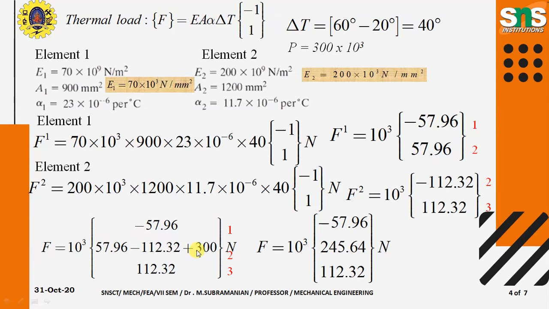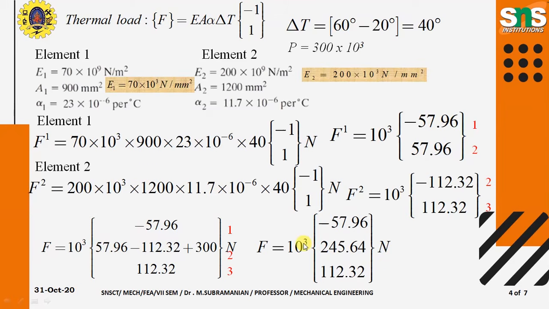112.32 plus 300. This 300 is the load acting at nodal point 2 towards the right-hand direction, that is positive sign will come. So plus 300. Then node point 3 is 112.32. Combine this value is 245.64.